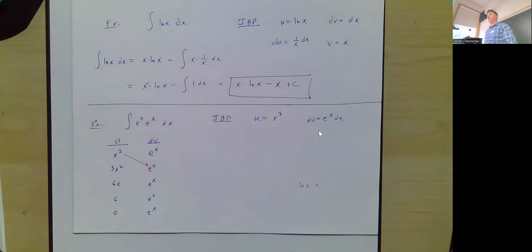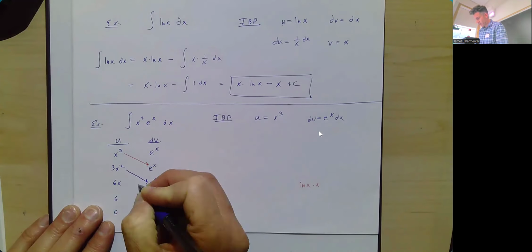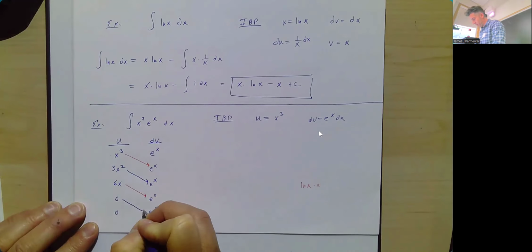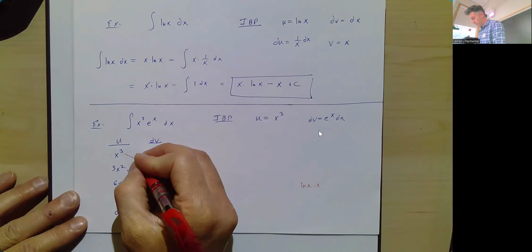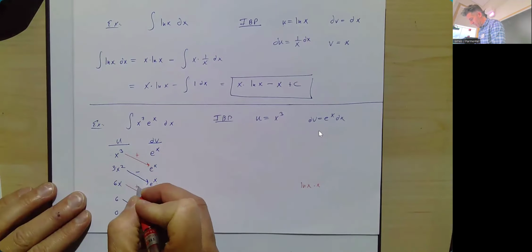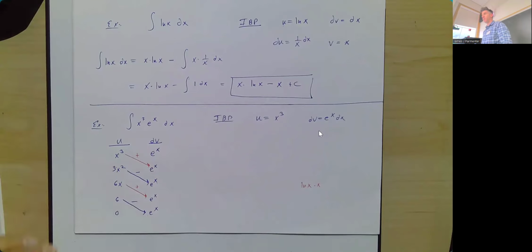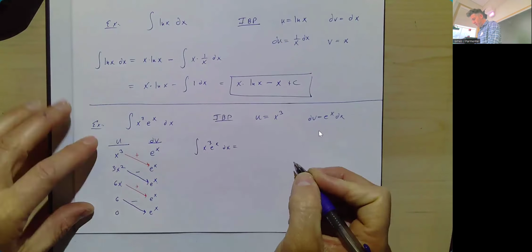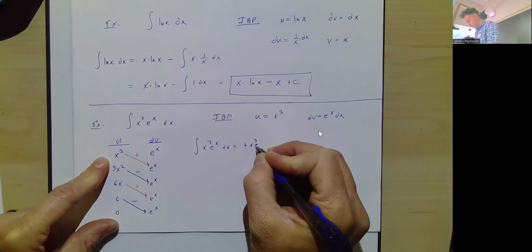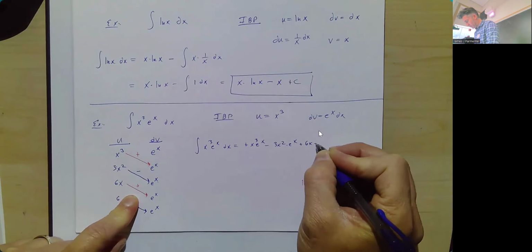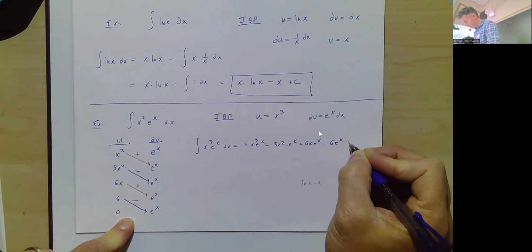But then instead of writing all the work, we're going to do this over and over. You go from upper left to lower right until you can't anymore. And then it's always plus that times that, minus that times that, plus that times that, minus that times that, always starting with a plus and alternating every term. So our integral of x cubed e to the x dx is equal to plus x cubed times e to the x minus 3x squared times e to the x plus 6x times e to the x minus 6 times e to the x plus c.